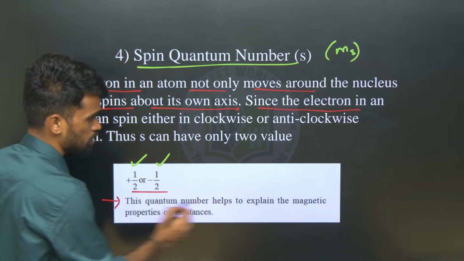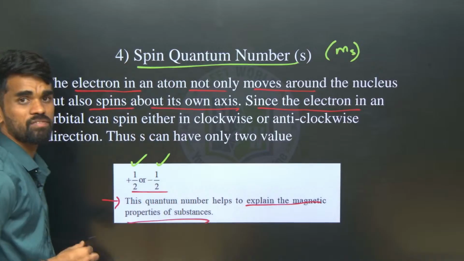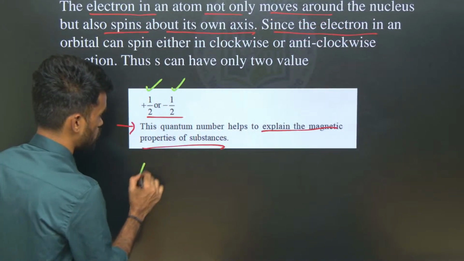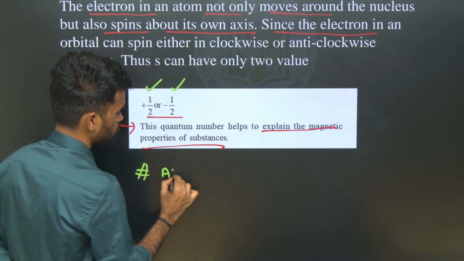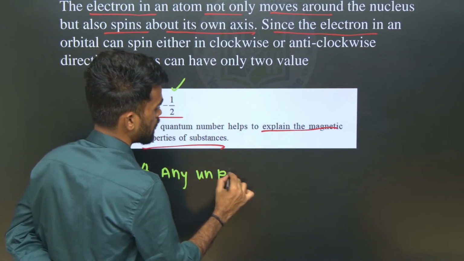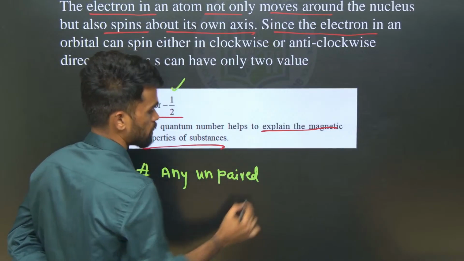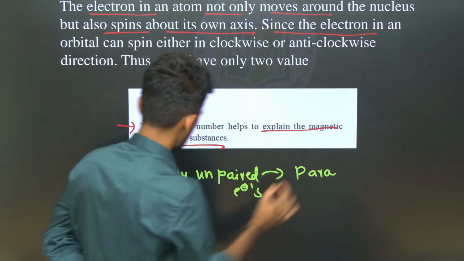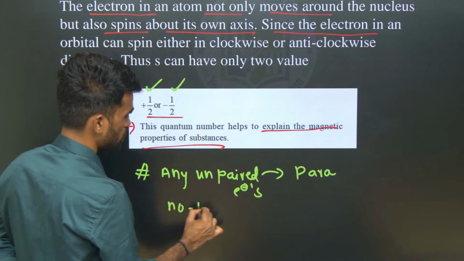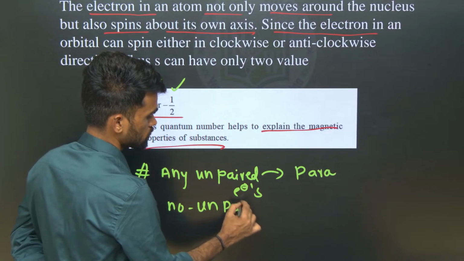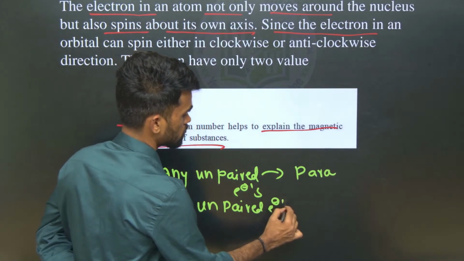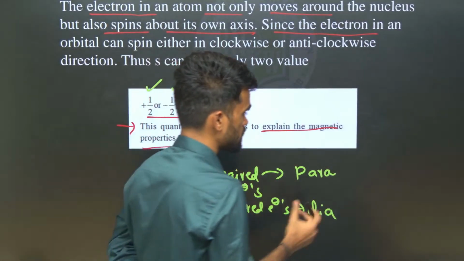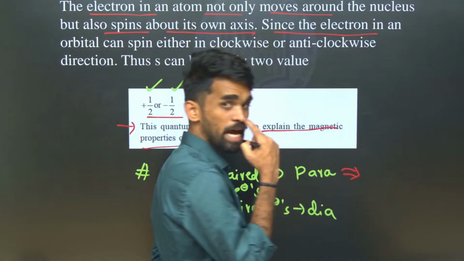This quantum number helps us to explain the magnetic properties of a substance. What are these magnetic properties? If unpaired electrons are present, you can say it is paramagnetic. And if there are no unpaired electrons, you can say it is diamagnetic. Now, paramagnetic species are magnetically active. It means they have some magnetic moment.